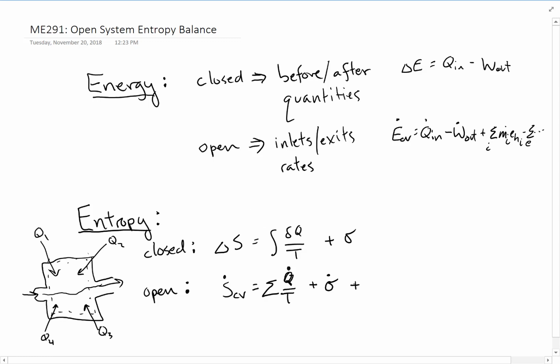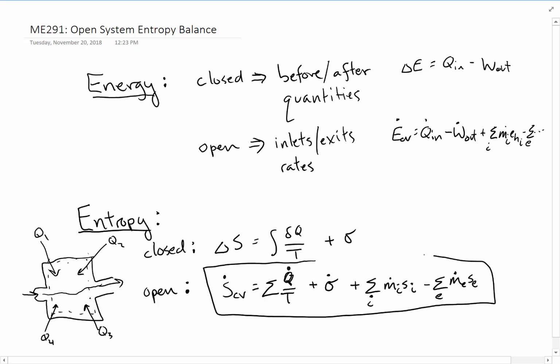Now this should be fairly straightforward and fairly obvious because mass has entropy. We've talked about how to look up the entropy of a substance. So if mass moves into my box, it's bringing its entropy along for the ride. And just like mass brought energy along for the ride, it's bringing entropy. So everywhere there's an inlet, I'm going to have to sum over the inlets. Everywhere there's an inlet, there's mass flowing in, and that mass flowing in is bringing entropy along for the ride. And everywhere there's an exit, mass is leaving. And everywhere that mass is leaving, it's bringing entropy along for the ride. And that's it. There is our open system entropy balance.